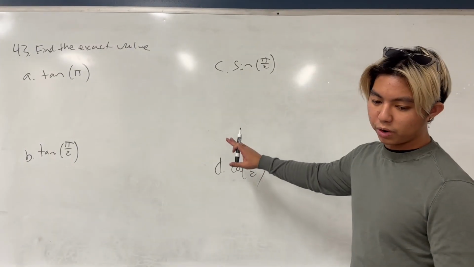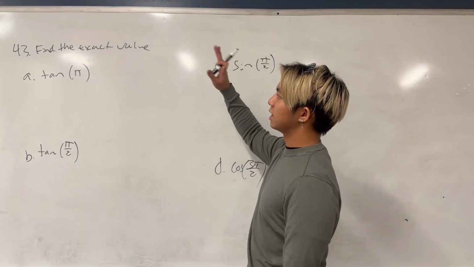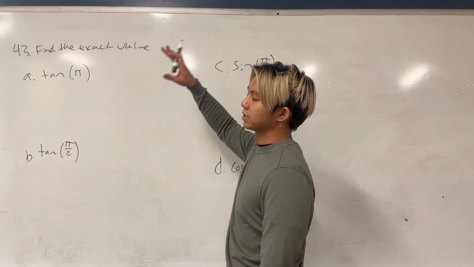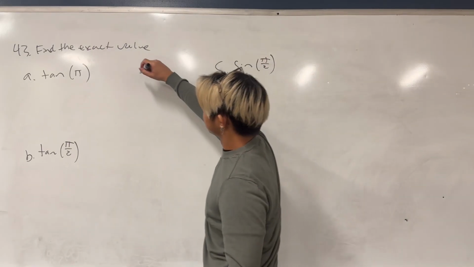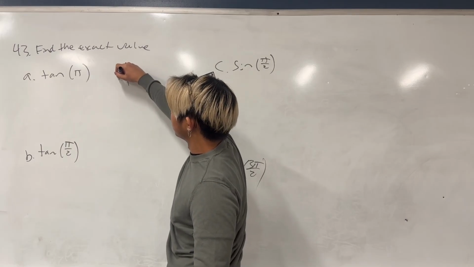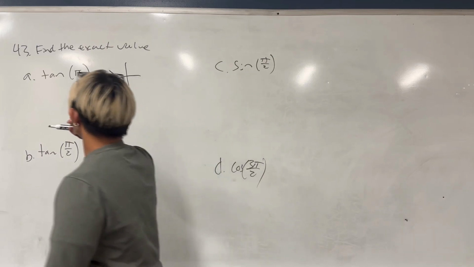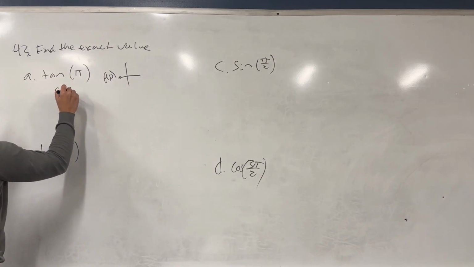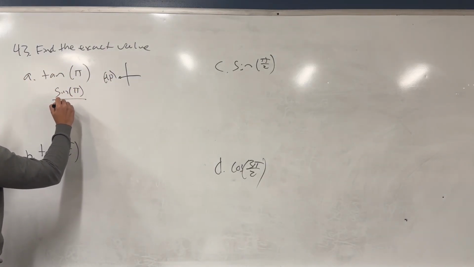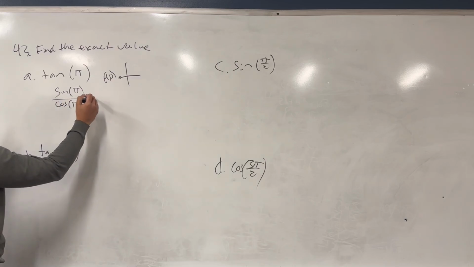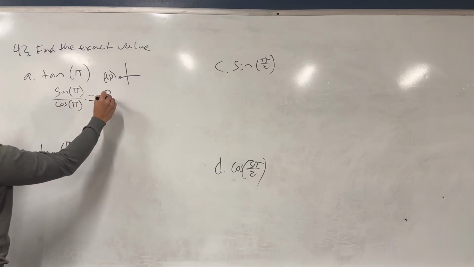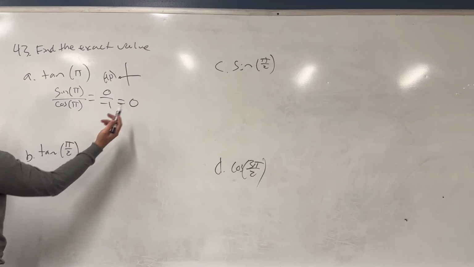Okay, and so for 43, it's just asking us to find the exact value of these angles, right? So tan of pi. If I were to draw it out, what are our points here? It's negative 1, 0. So this would just be sine of pi over cosine of pi. Plug in the values, we have 0 over negative 1, boom, 0.